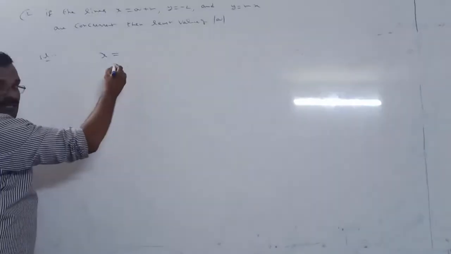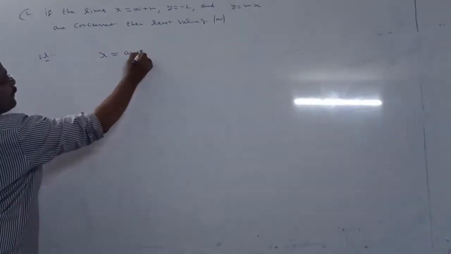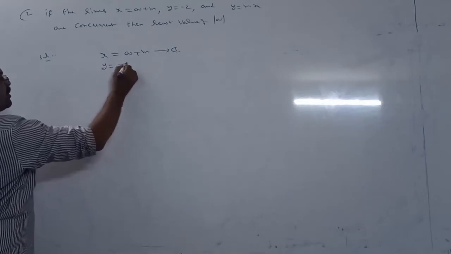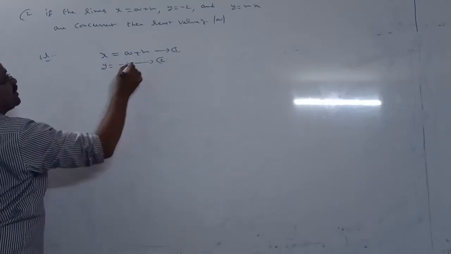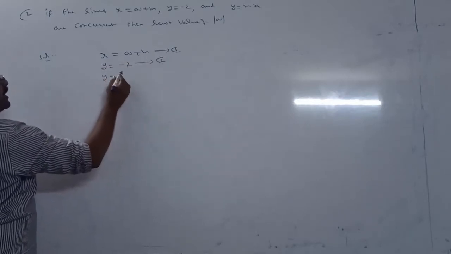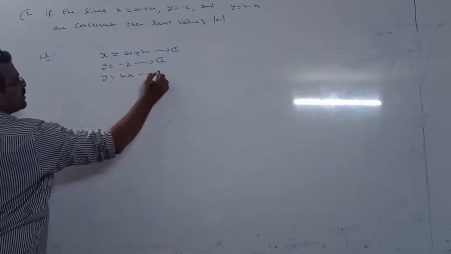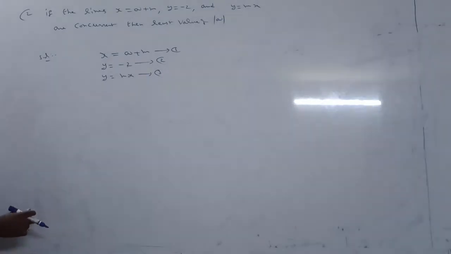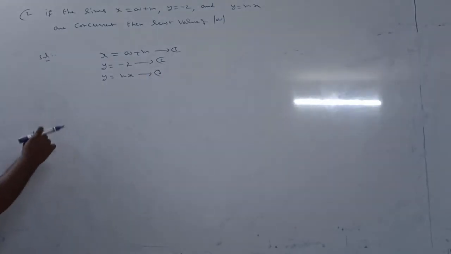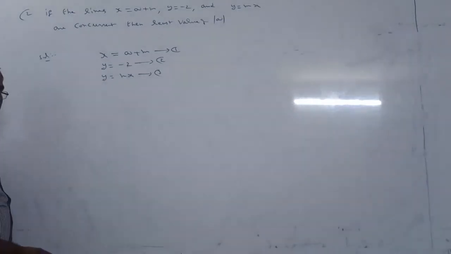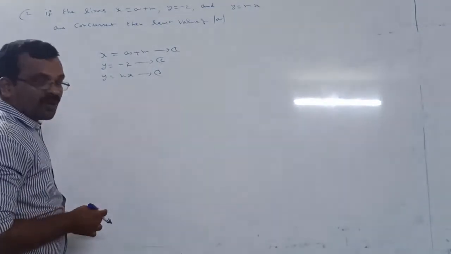So see, first of all, what are the lines? x equal to a plus m, equation 1. Second, y equal to minus 2, equation 2. And y equal to mx, this is equation 3. 3 lines are concurrent means first you find the point of intersection of any 2 lines and substitute in the third line. That means 3 lines are crossing the same point.